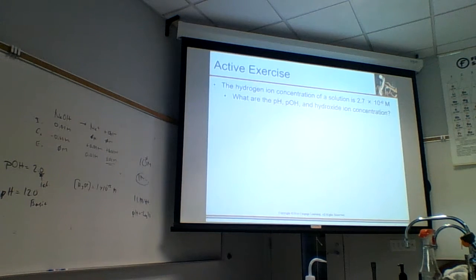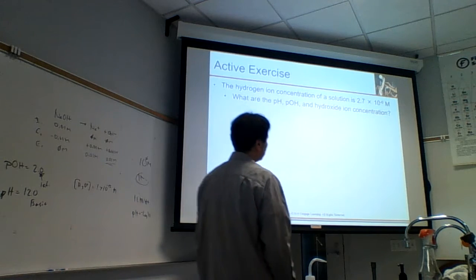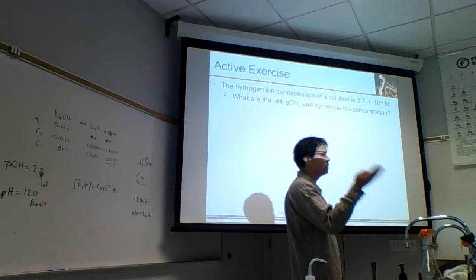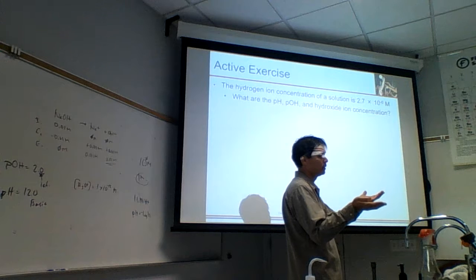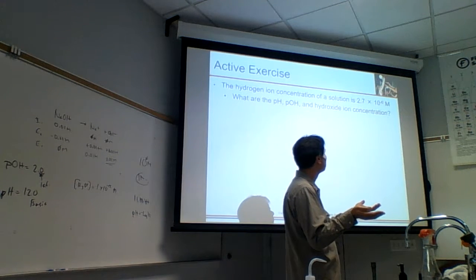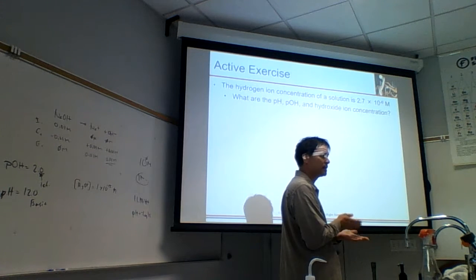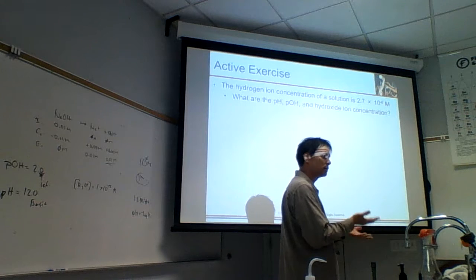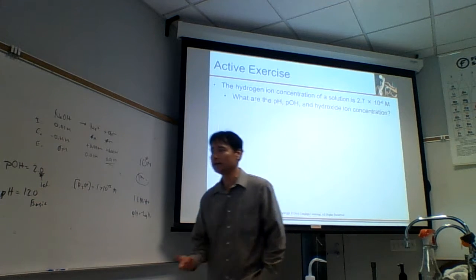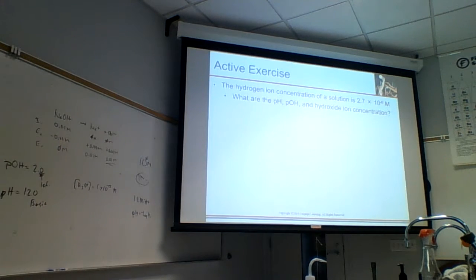So let's take a look at this example here. Hydrogen ion concentration of a solution is 2.7 times 10 to the minus 6. Okay, 2.7 times 10 to the minus 6 is between 1 times 10 to the minus 6 and 1 times 10 to the minus 5. And so this is going to be between pH 5 and pH 6. Where exactly is it going to be? We might as well just use a calculator to figure it out rather than to visualize it using logs.